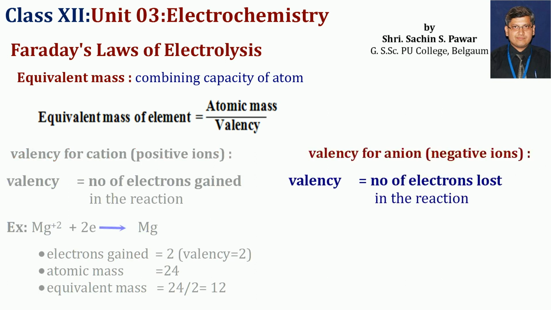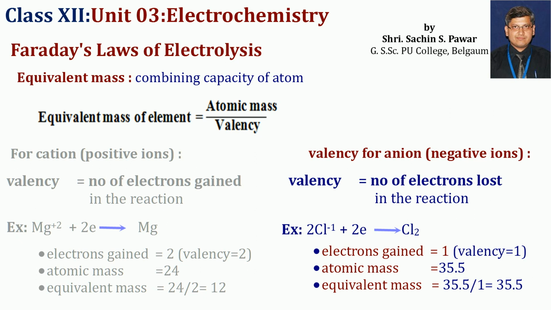Next, the valency of the anion, that is negative ion, is number of electrons lost in the reaction. For example, in the reaction, as you can see, 2 Cl- ions have lost 2 electrons to form chlorine gas, that is Cl2. Here, the number of electrons lost per Cl- ion is 1, and hence its valency is 1. And since its atomic mass is 35.5, the equivalent mass is 35.5 divided by 1, that is 35.5.